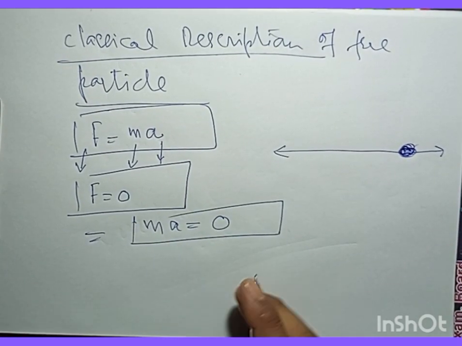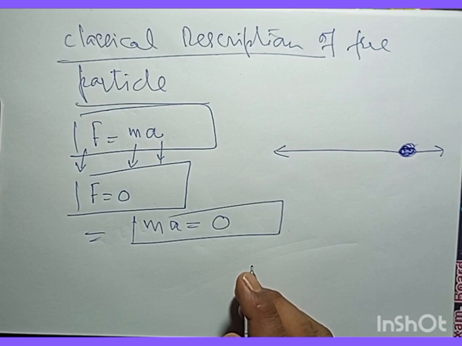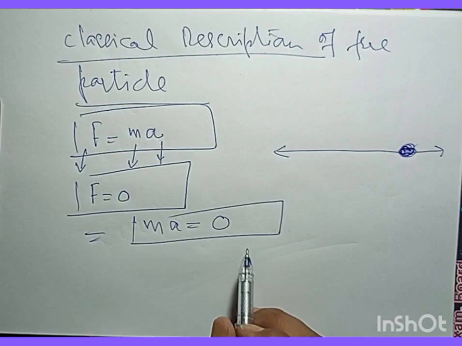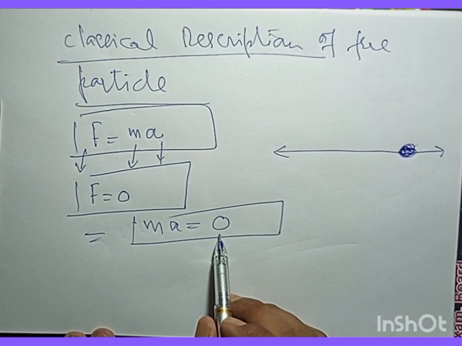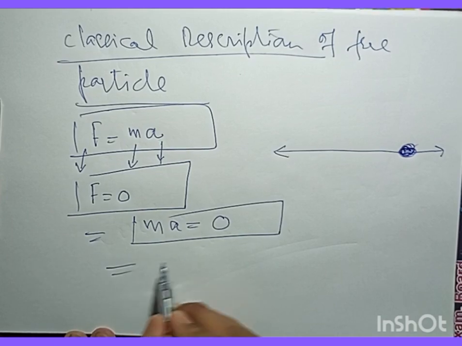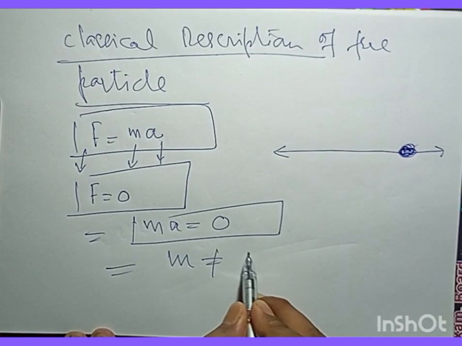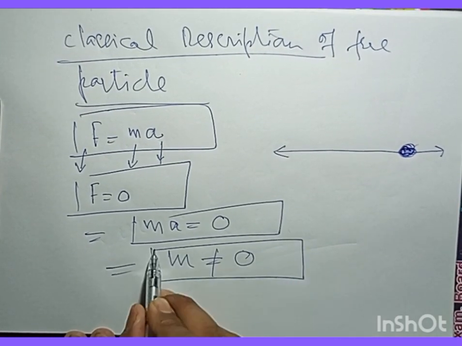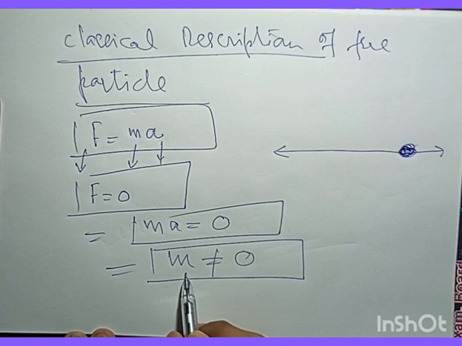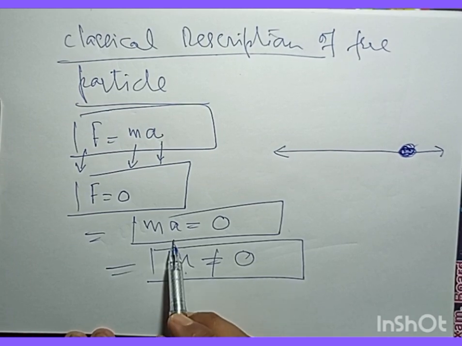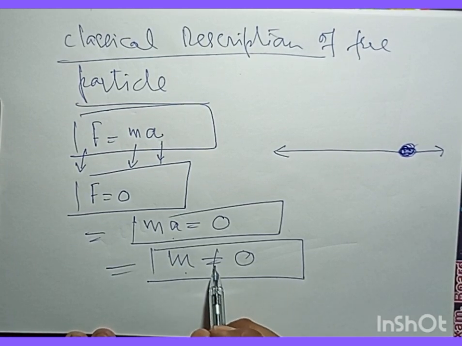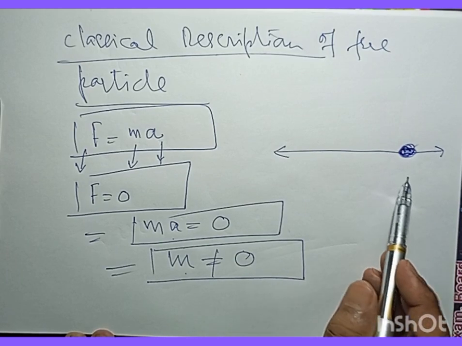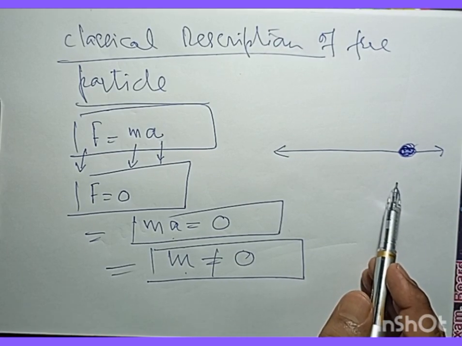And what does it imply? What does it mean mathematically? This implies that the acceleration of the particle is equal to zero, because the mass cannot be equal to zero. That means the acceleration of this particle is equal to zero if no external force is acting on this free particle.